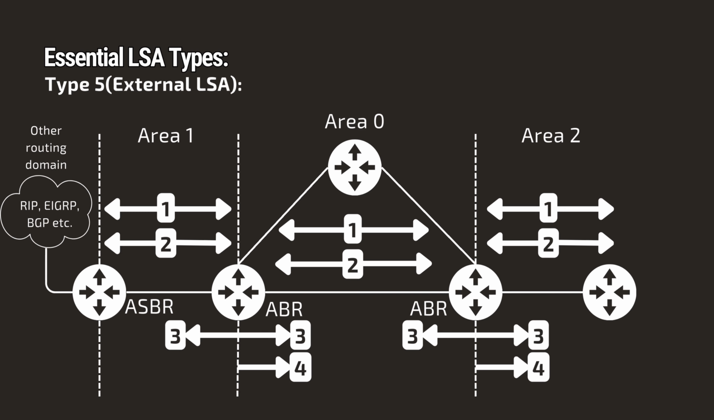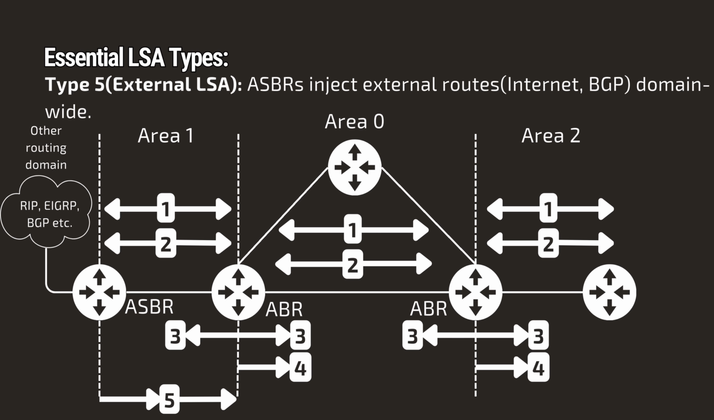Type 5 is the external LSA. ASBRs inject external routes, like the Internet or BGP. It's domain-wide. But there are problems introduced by Type 5 LSAs, since they're flooded everywhere, creating huge databases in large networks. The solution for this is stub areas.